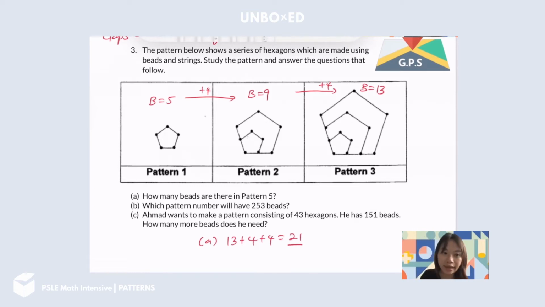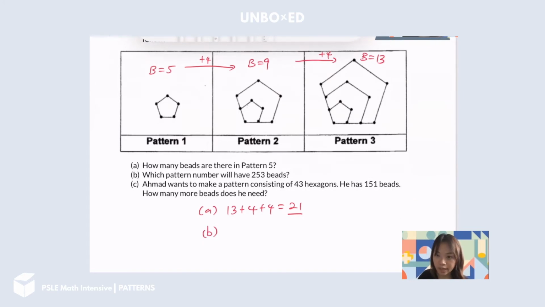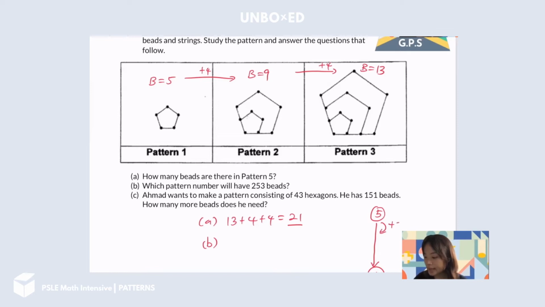Okay, but there's another way that I can use, the gaps method, because if I tell you pattern number 100, you're not going to take 13 plus 4, plus 4, plus 4, plus 4, plus 4, plus 4. Now, if I have 253 bits, right? What happens is that you start with 5 bits. You're going to jump all the way to 253 bits. And every jump that you make is actually plus 4, plus 4, plus 4, plus 4.